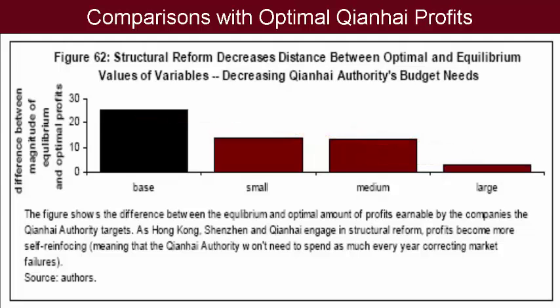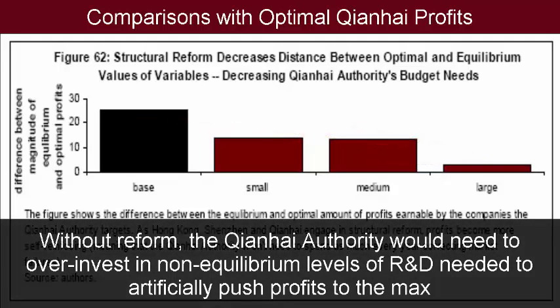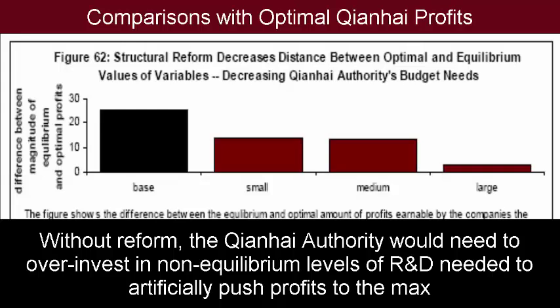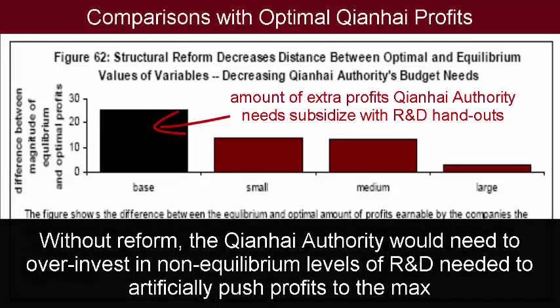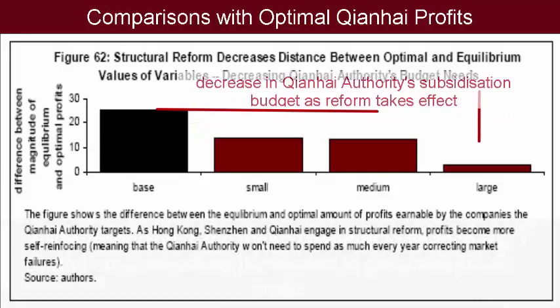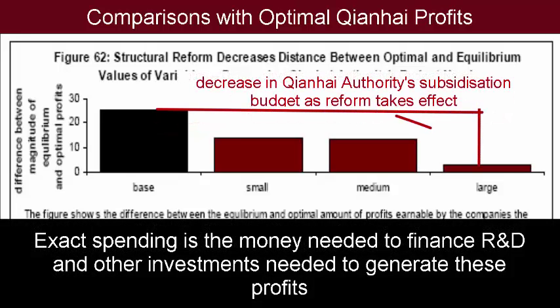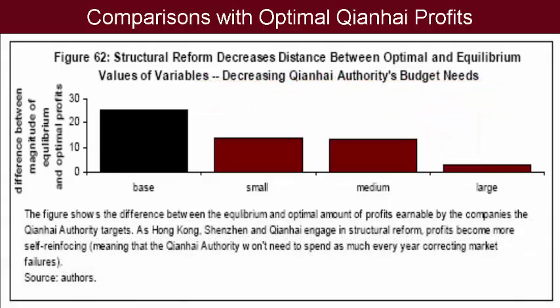this difference. In theory, the only way that these companies can achieve their optimum is through the Qianhai Authority investing resources into these companies such that they achieve their optimal amount of profits, even though this level's too high to sustain in the longer term. As regulatory reform occurs, and as equilibrium profits tend toward the optimal profit levels, we would thus expect to see spending by the Qianhai Authority fall.